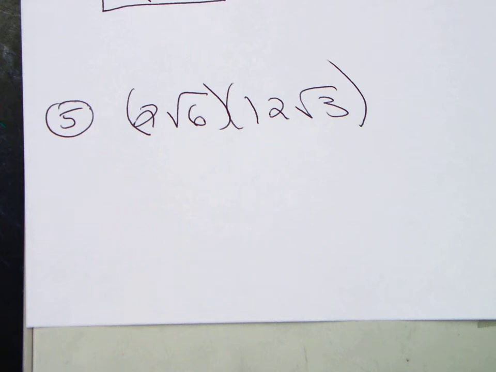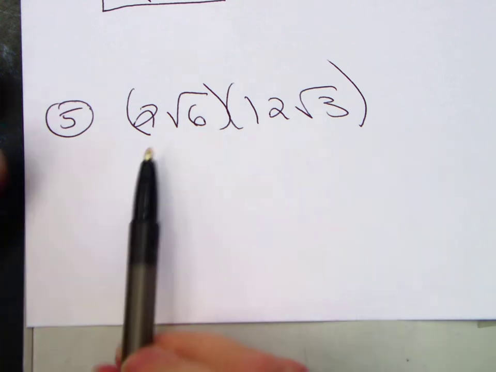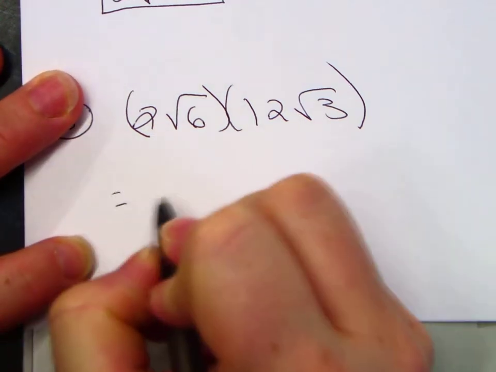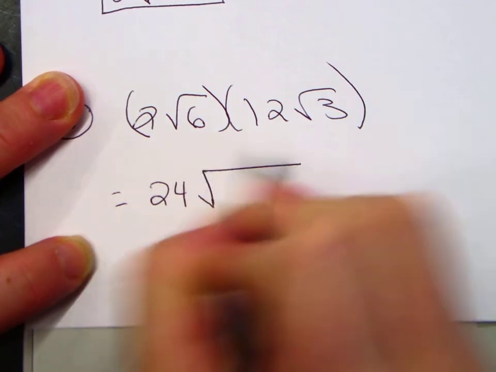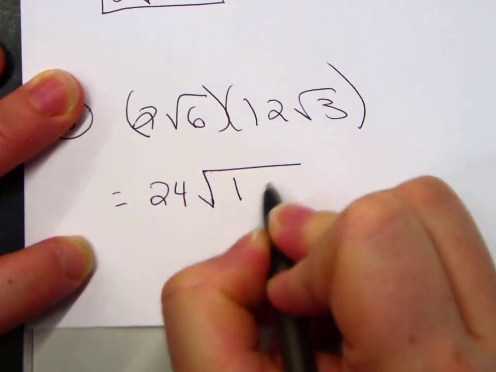All right, so now we're going to multiply. So what do we get? I lost my pen. Oh no, there it is. So 2 times 12 is 24. 6 times 3 is 18.